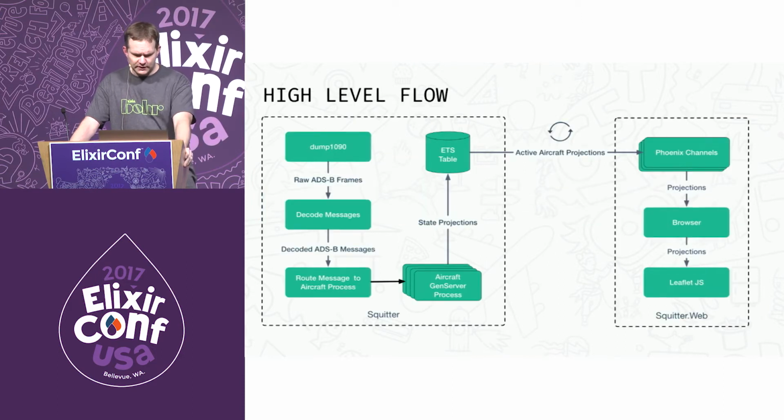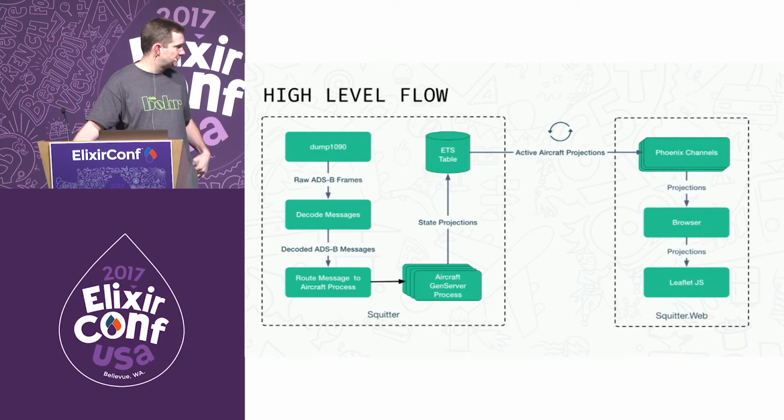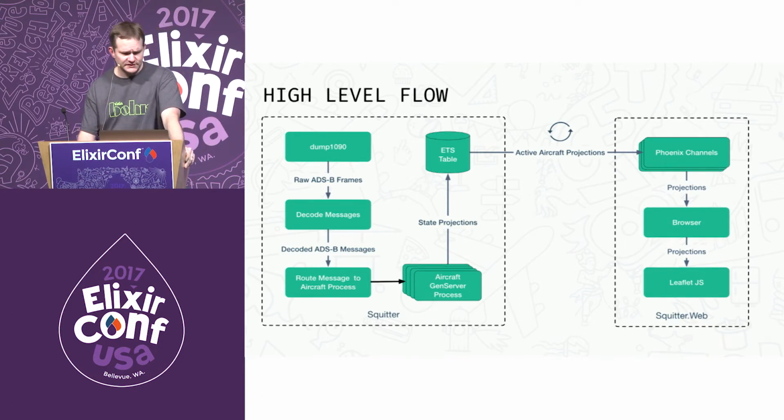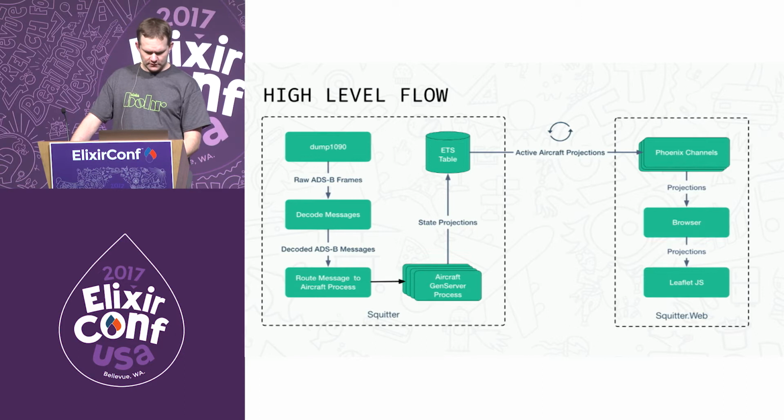And just to give you a little bit of context, put things in perspective before I start showing you some code, I was just going to go through the overall high-level flow here. At the top, I have basically dump1090 pushing those raw ADS-B frames into our application where we will decode the messages. Once they're decoded, we know who they belong to. We will route those to a process that represents that particular aircraft.